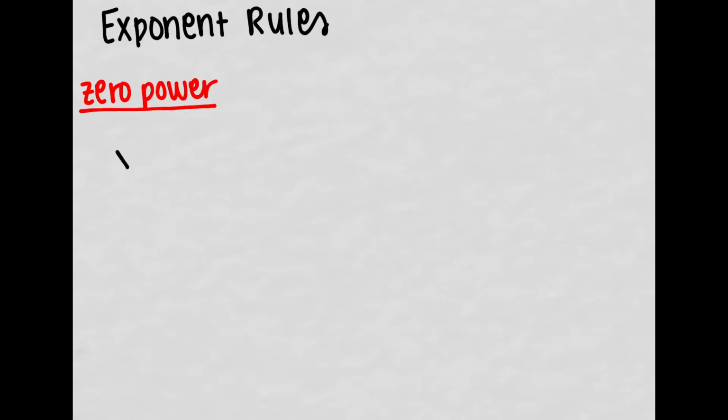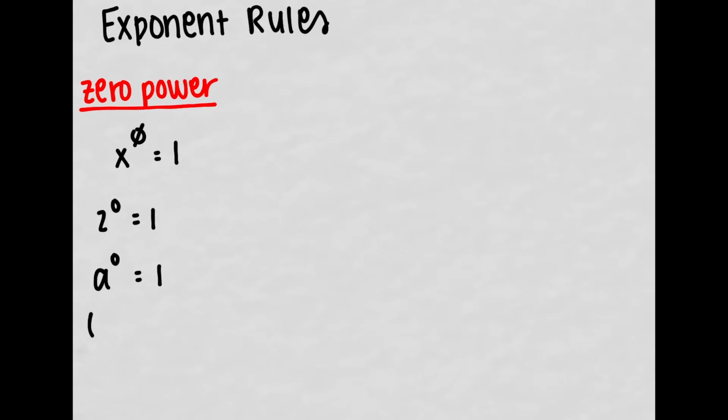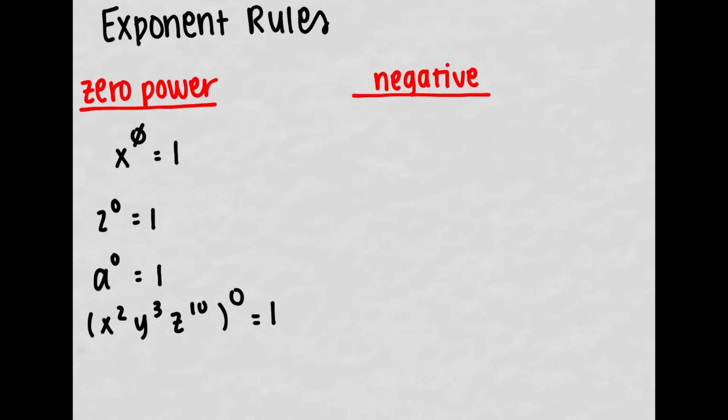The first one we kind of talked about was the 0 power. So if I have something, in this case I'm going to call it x, and I raise it to the 0 power, you have to remember that always equals 1. So if you have 2 to the 0 power, that's equal to 1. If you have a to the 0 power, that's equal to 1. And I could have something in parentheses like x squared, y cubed, z to the 10th, and if I raise that to the 0 power, outside of those parentheses, the whole thing just turns to 1.